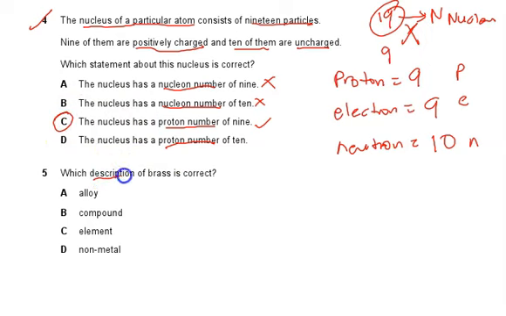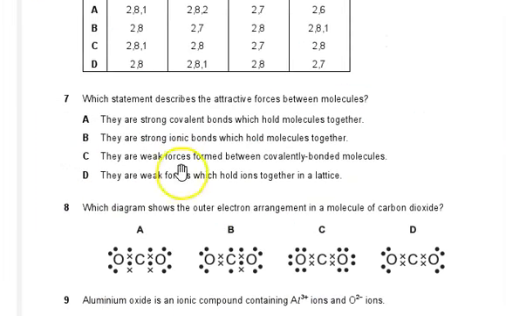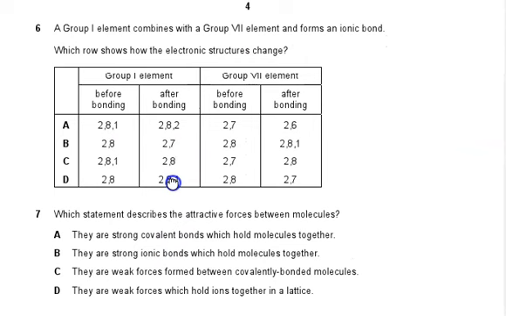Okay, which description of brass is correct? Brass is an alloy. Okay, brass is an alloy, it's a mixture. So they have copper and zinc, copper plus zinc. So your answer here is A. Definitely A. Okay, now we look at question number 6.